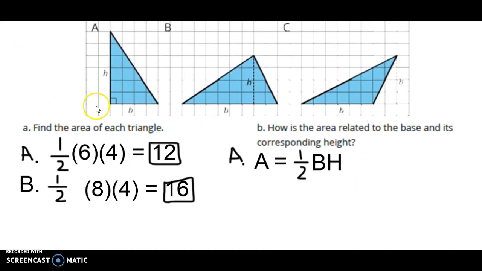Okay, let's review triangle C. Once again, we're going to rewrite our formula. So we know that it's 1/2 times base times height. So let's count our base. 1, 2, 3, 4, 5, 6 units.